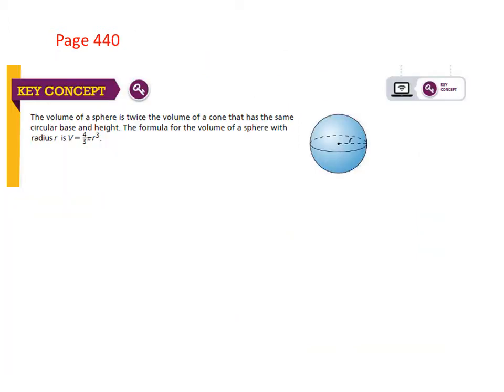Key concept: the volume of a sphere is twice the volume of a cone that has the same circular base and height. So the formula for the volume of a sphere with radius length r is V equals 4/3 pi r cubed.